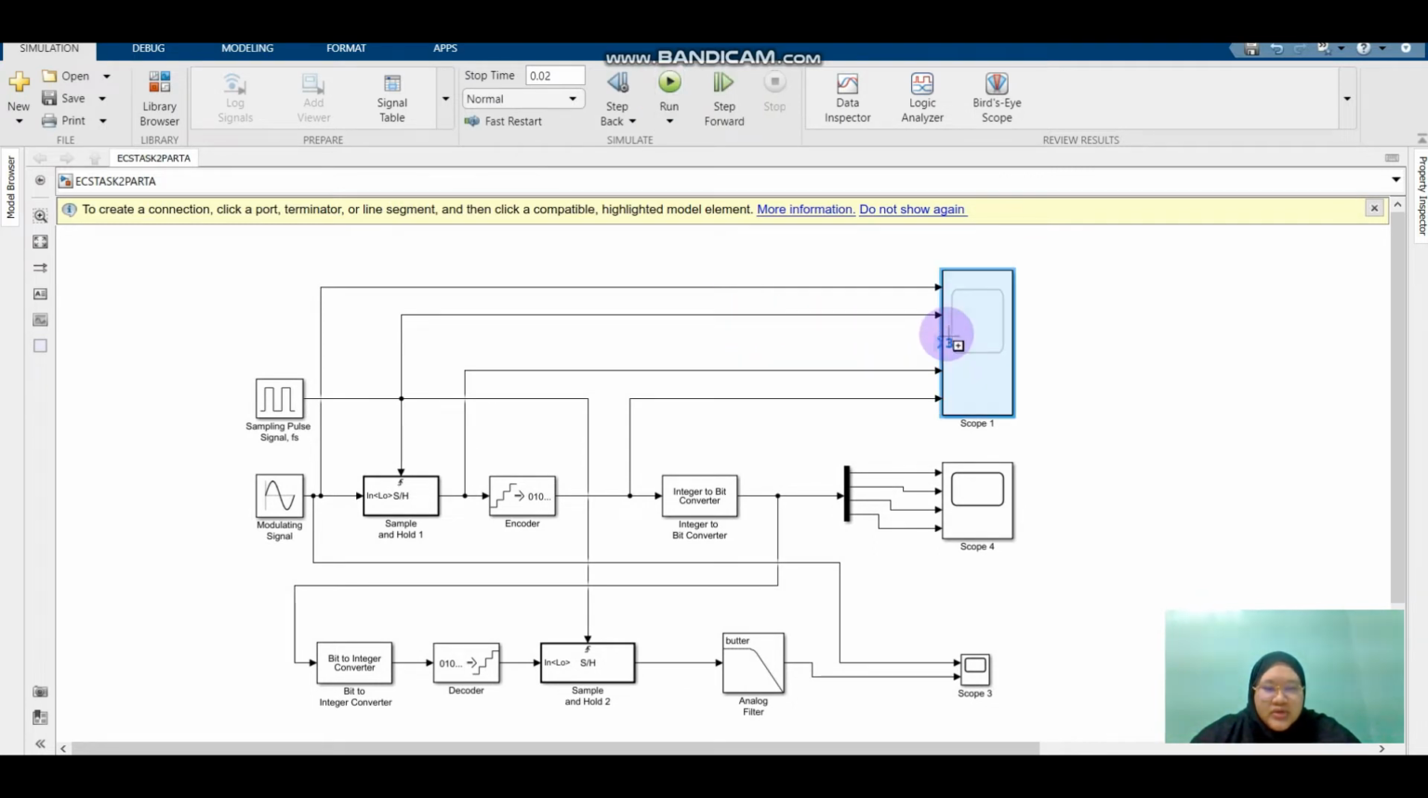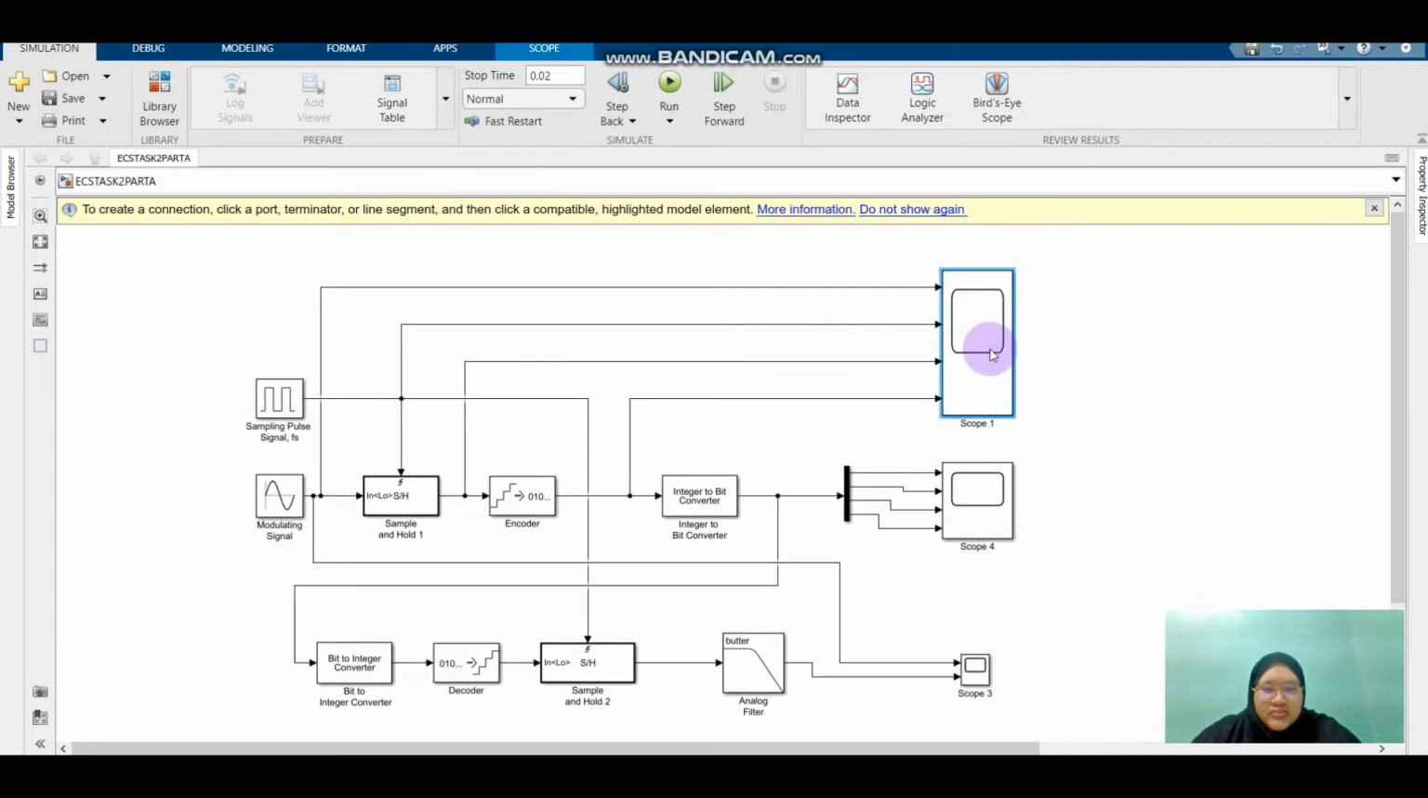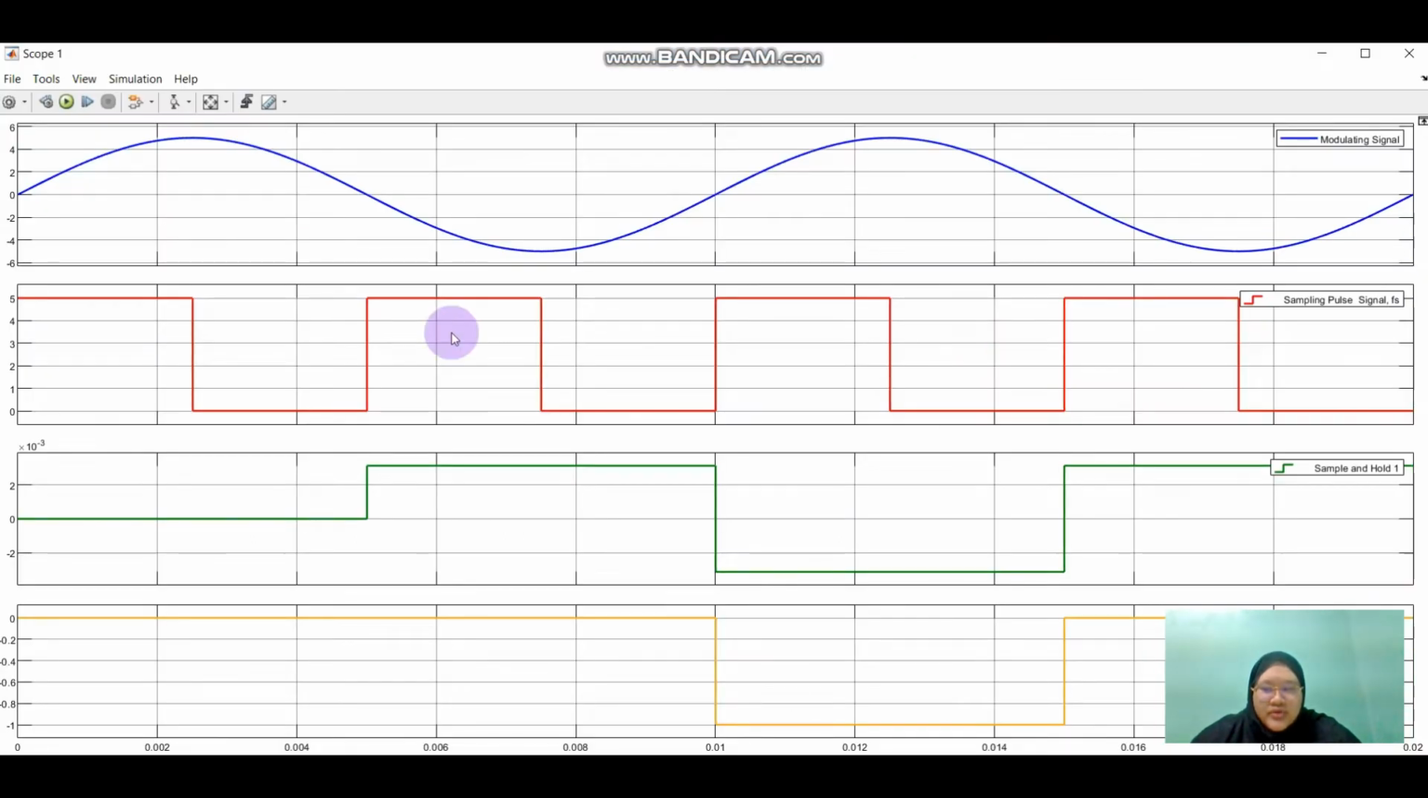After we run, we can see the waveform. This is the 2 cycles of the modulating signal, and the second one is the sampling pulse. From here we can observe that for every 1 cycle of the modulating signal, 2 samples are taken. The green one is the sampling output waveform, and the last one is the quantization output waveform, which we get 0 and -1.